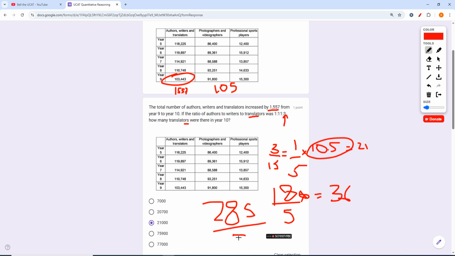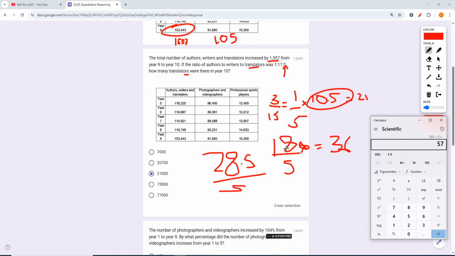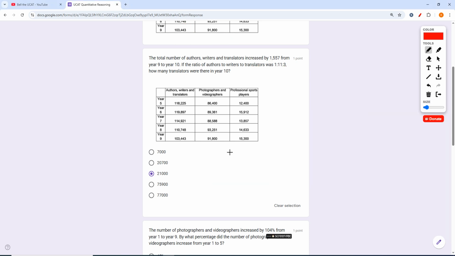285 divided by 5. Double the top number, which gives 57. Right, let's see. 285 divided by 5 is 57. So that was it. Voila. Got it. All right, moving on to the next question now.